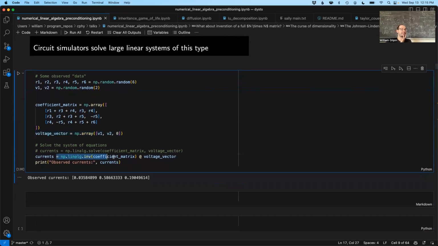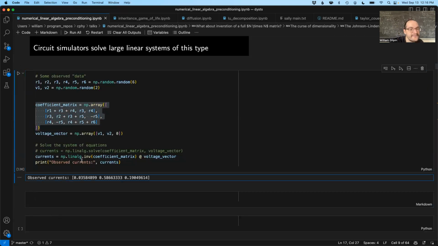And then I'm just going to use a built-in function here to compute the inverse matrix, multiply it by my voltage vector, and I get my currents. So here I'm not going to actually define this algorithm. I'm just going to use a built-in for this. But all I'm doing here is this is 3x1. This inverse is 3x3 because the original matrix is 3x3, and I get a 3x1 vector back out.